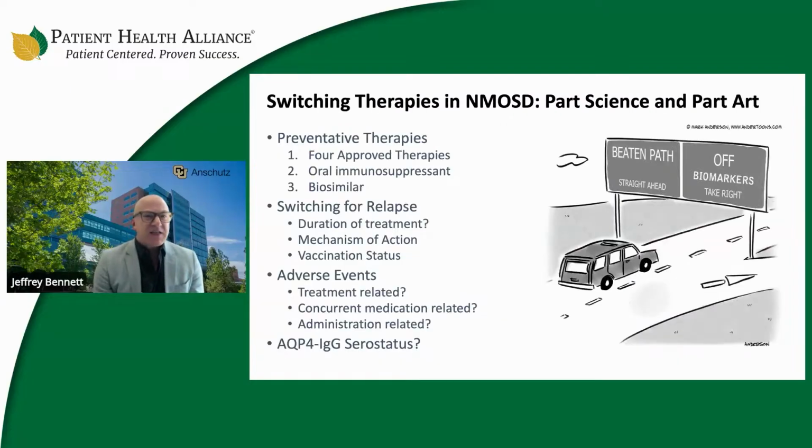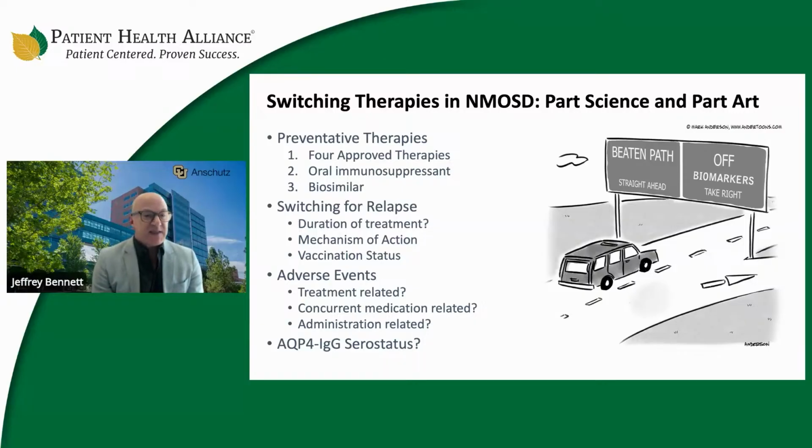So in general, I've discussed switching therapies in NMOSD, which as you can see is part science and part art. We have 4 approved therapies, and we have unapproved oral immunosuppressants and biosimilars, including rituximab and its use as an alternative B-cell depleting therapy. Switching for relapse really needs to consider the duration of treatment, mechanisms of action, vaccination status, and, if it can be monitored, the efficacy of that therapy which has been initiated.